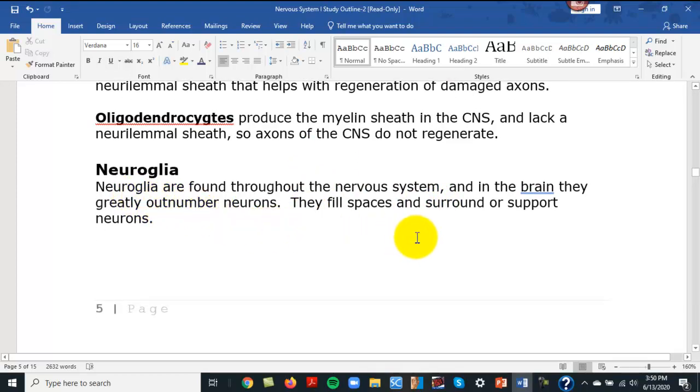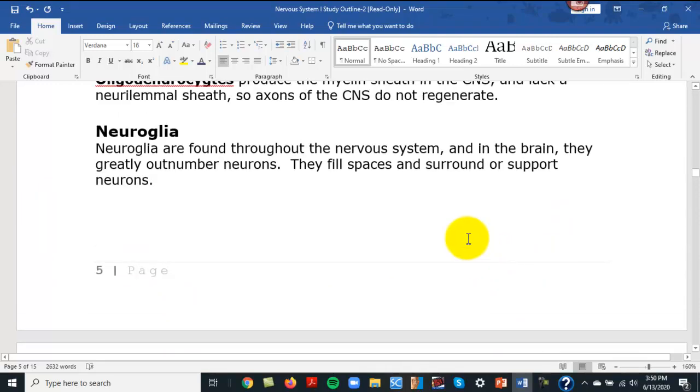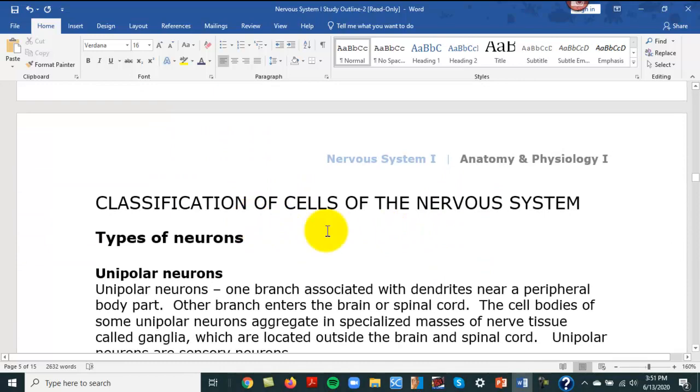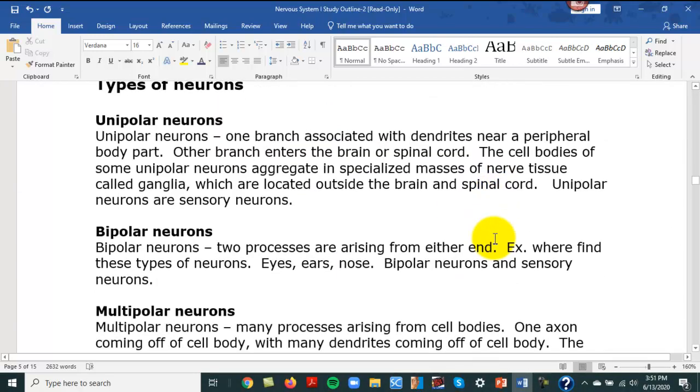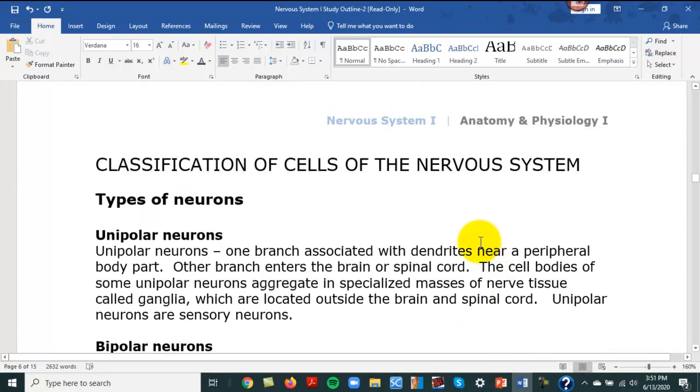Neuroglia are all different categories of little cells that are active in the brain, and we'll get to those in a minute. Those were the little poppy seeds that were on the histology slide. Sorry, it's driving me crazy. They greatly outnumber neurons. All right. So classification of cells in the nervous system. I'll go a little further and then stop, and we'll pick up with the next video.